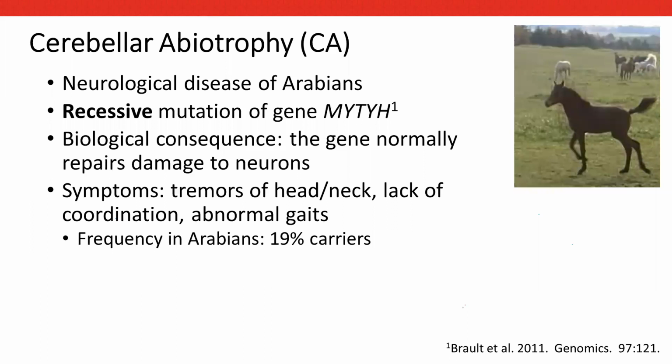So symptoms are tremors of the head and neck, lack of coordination, and abnormal gaits. I was going to link to it, but there are some pretty good videos on YouTube, of course. One of them is this foal in this picture, and he has almost a head nodding characteristic. He's a little bit uncoordinated and can't quite control and steady his head. The problem is, as these horses get older, they still don't have good balance, and they can be a danger to themselves or people handling them as they stumble.